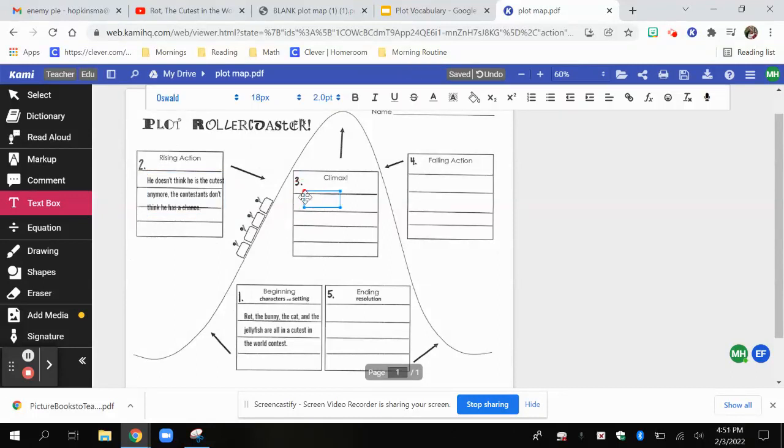Now we're going to talk about the climax. Now, when I was reading this book, I kind of struggled with this. Could the climax be that turning point where he just decides to be himself, or when he starts to feel sad about not being the cutest? Or is it when he just goes out on that stage? Because to me, that was the most exciting. So I'm going to let you decide right now in your head what you think the climax is. And if it's one of those things, that's okay.